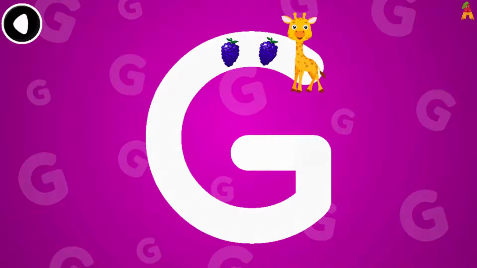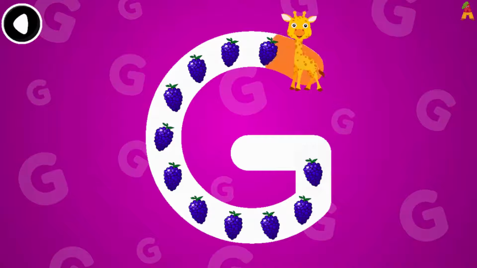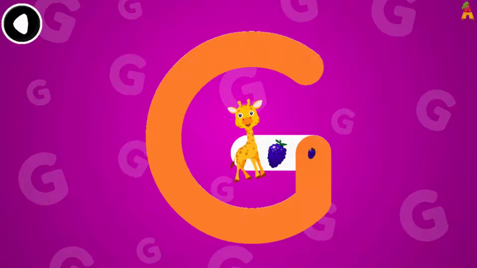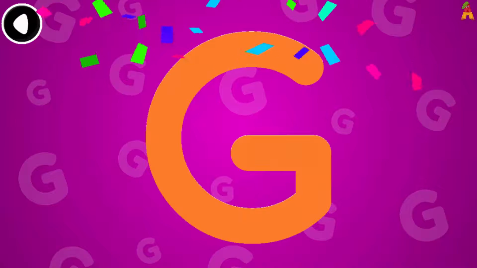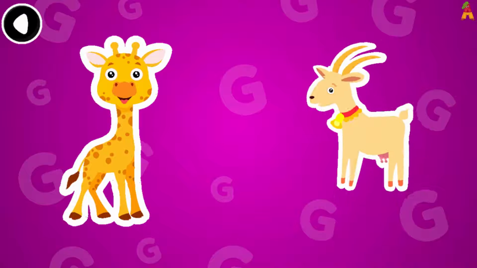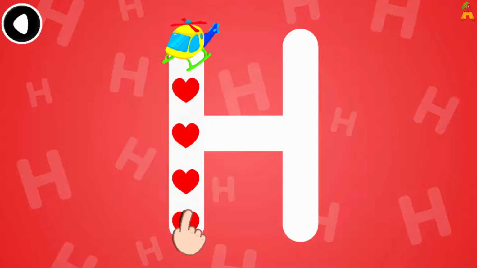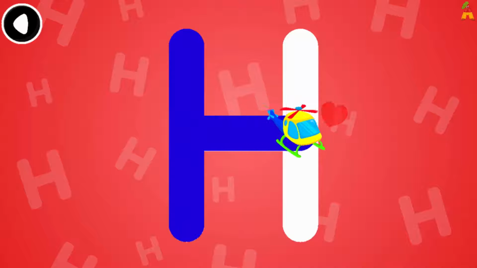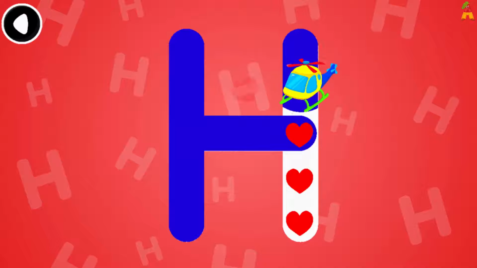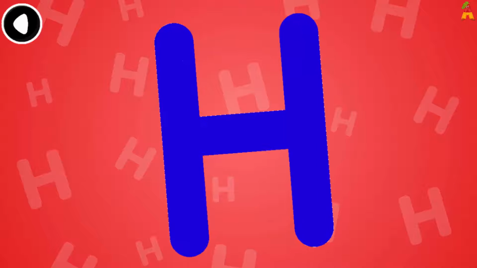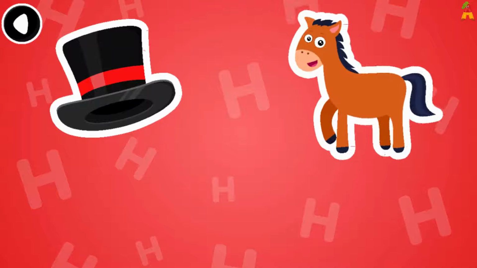This is the letter G. G is for giraffe, goat, grapes. This is the letter H. H is for hat, horse, house.